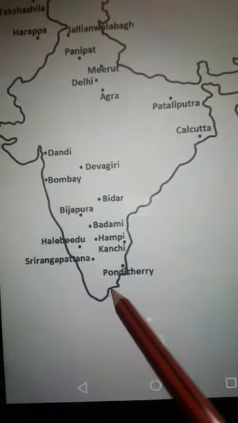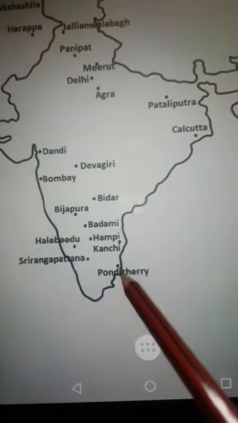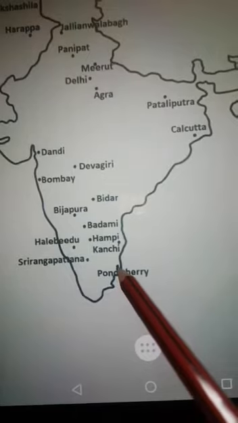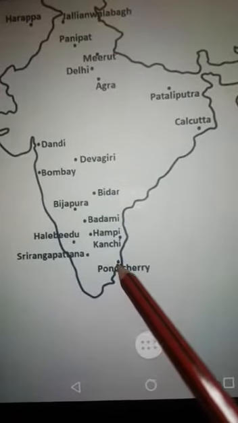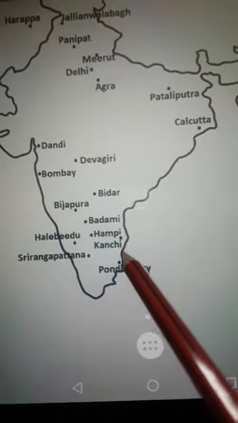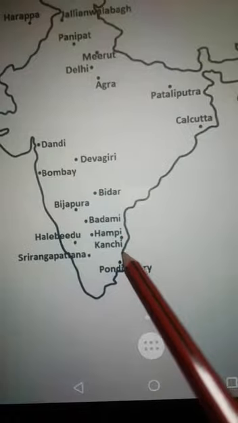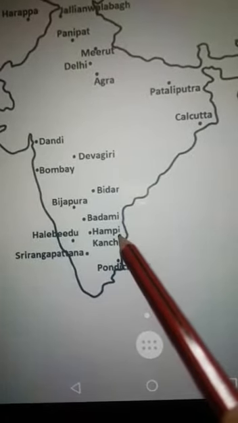For Pondicherry, note there are two projected points, one and the second one. So the second point very close to the line, you can mark Pondicherry. And upward when you come, now you can see a curve here, a bulge. So you can mark the center of the bulge as Kanchipuram.